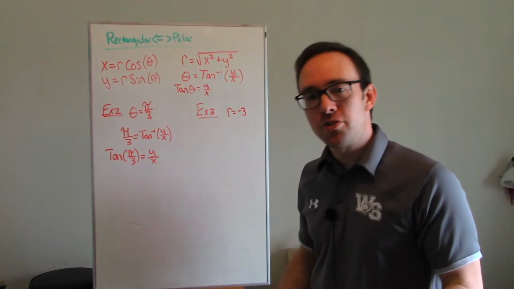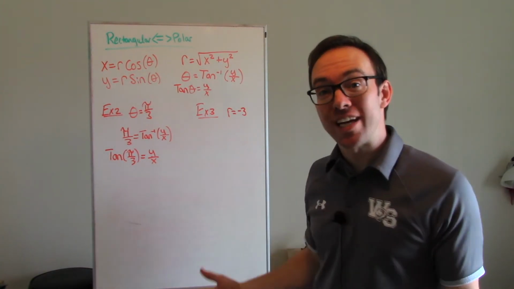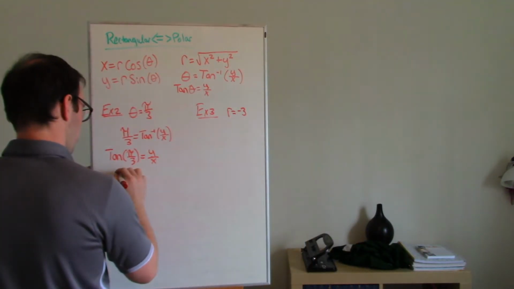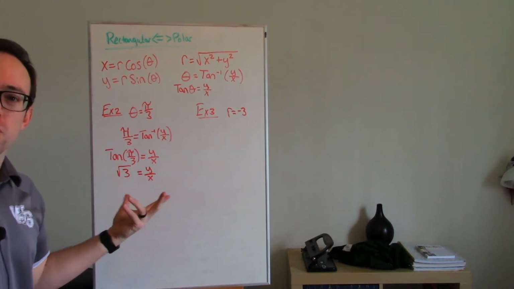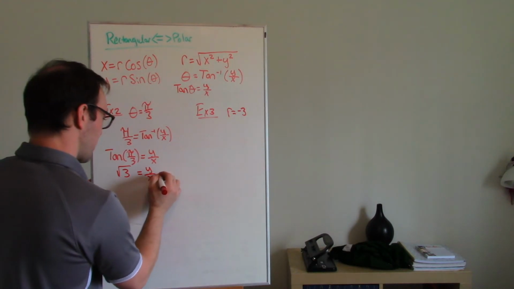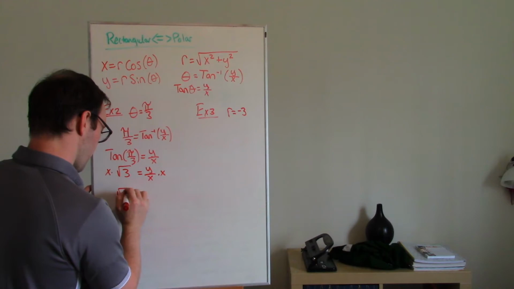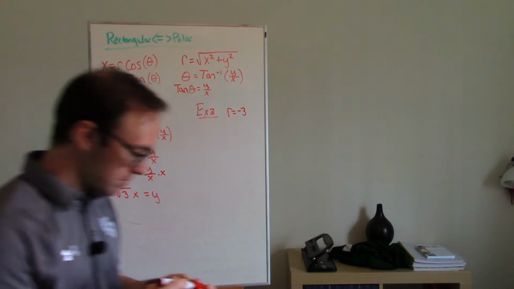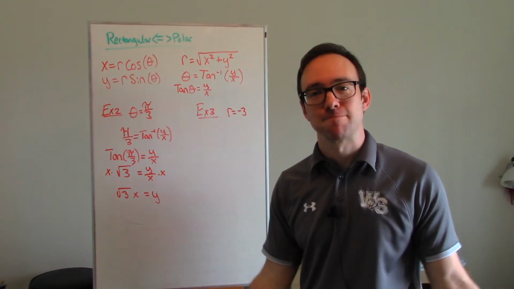So using the unit circle, or plugging it in, tan of pi over 3 is simply the square root of 3. Okay, so square root of 3 equals y over x, so all you have to do is solve for y. So this rectangular form is y equals the square root of 3 x.